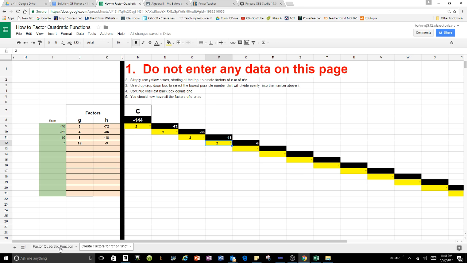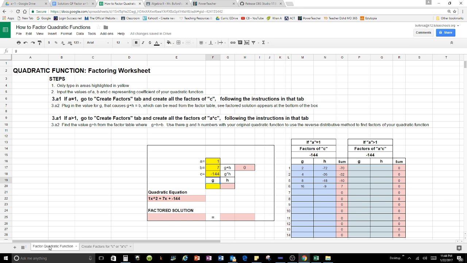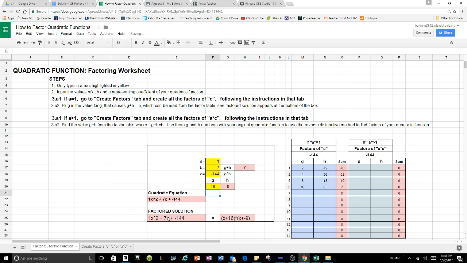So let's go back to the factor quadratic function tab. And you see what we can do now is take that G value and stick it here and see if that does solve our equation. And you see a factored solution does pop up. So the factored solution that satisfies both of these conditions, where G times H equals minus 144 and G plus H equals 7, is X plus 16 and X minus 9, or X plus a negative 9.